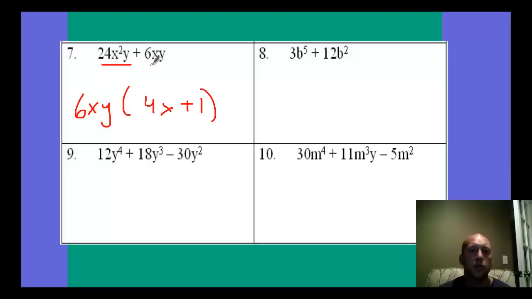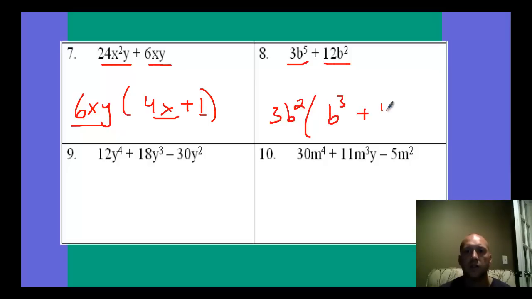Now we have 2 terms here. So when we factor out that, we should still have 2 terms within the parentheses. We gotta have the same amount. We don't lose the terms. We just reduce them a little bit. We pull out some of it. So 6xy divided by 6xy is still 1. So here, look at both terms. 3b squared, and we're left with b to the 3rd plus 4.